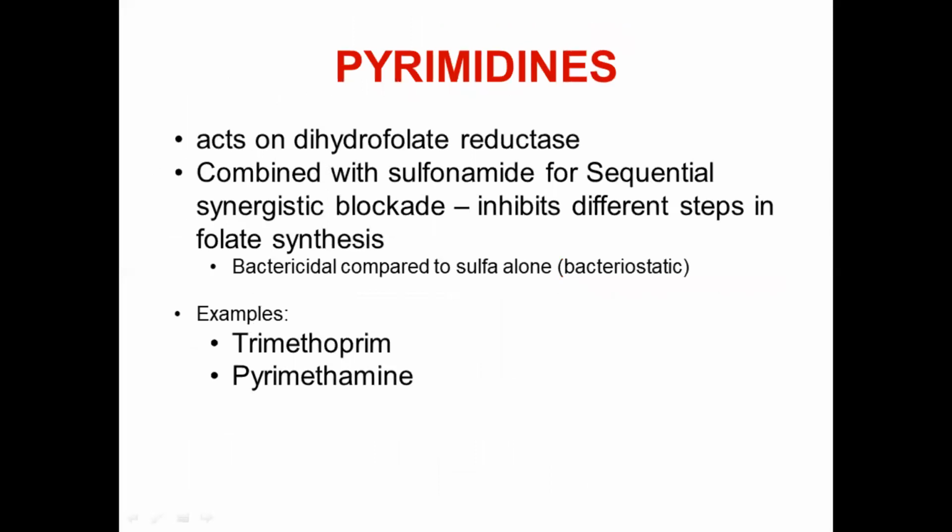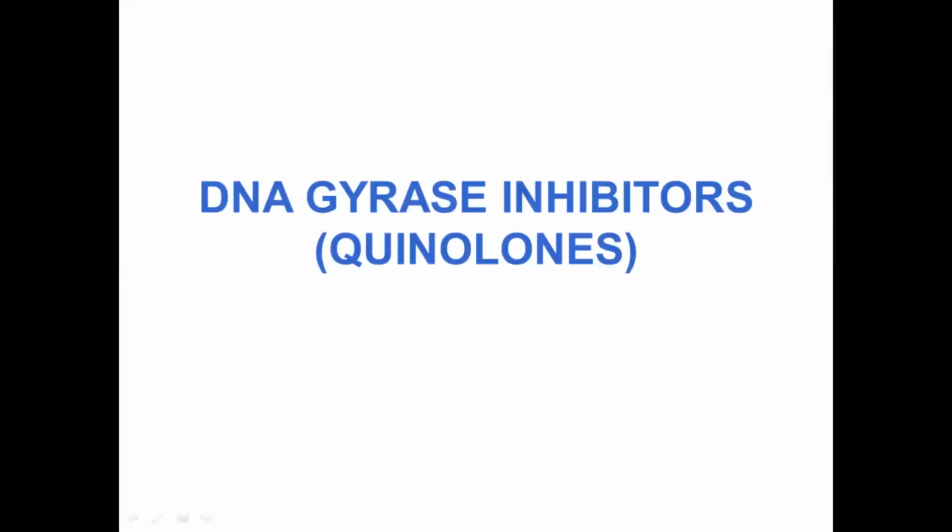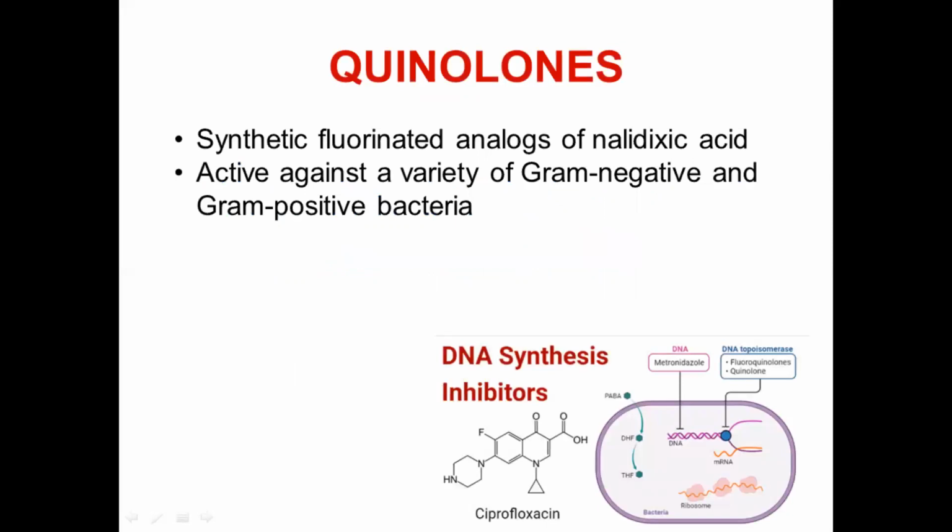Pyrimidines, so yun nga, no, it acts on the dihydrofolate reductase. It is combined with sulfonamide to block yun nga yung mga enzyme, no, that can lead to the formation of the DNA. So there are examples, yung trimethoprim and pyrimethamine. Next, we have DNA gyrase inhibitors known as quinolones. So quinolones are fluorinated analogs of nalidixic acid. They are active against gram-negative and gram-positive bacteria.